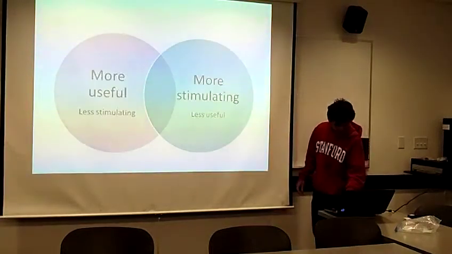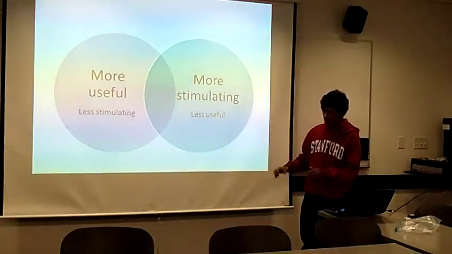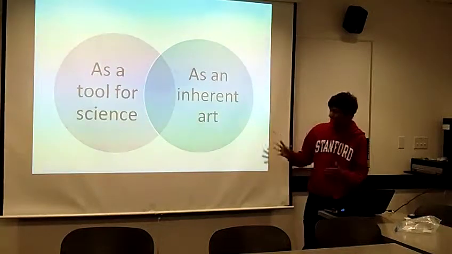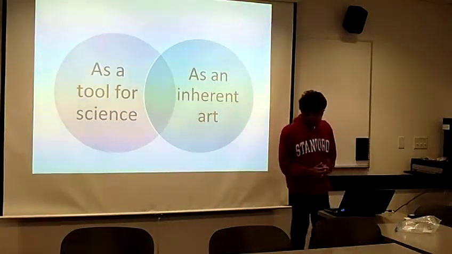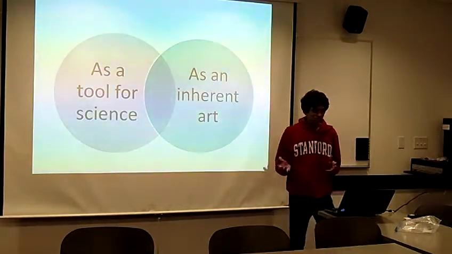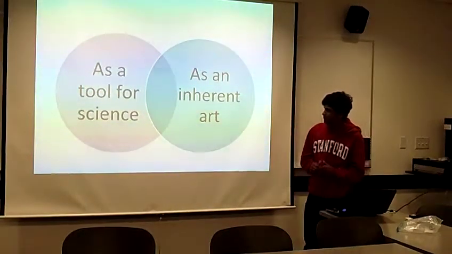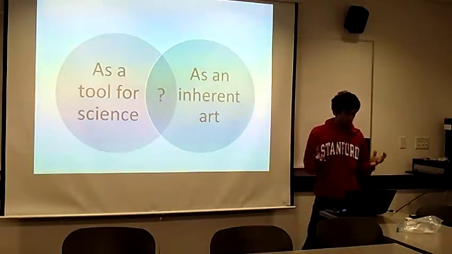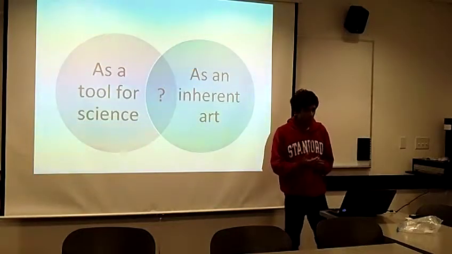Now, so we see that this is more useful but less stimulating, and this is more stimulating but less useful. Now I'm going to term these as math as a tool for science and math as an inherent art. So we see that there are two different kinds of mathematics, and they're both very separate. Now what we really want is to find a way to combine them, to make them into an inherent whole. So that's what we're looking for, the intersection of this Venn diagram.